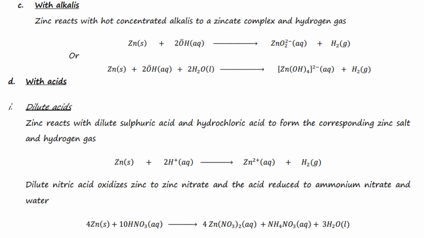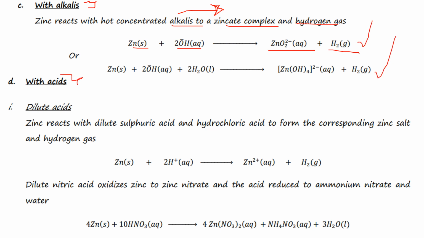So looking at reactions with alkalis, zinc reacts with hot concentrated alkalis to form a zincate complex together with hydrogen gas. The reason why zinc reacts with alkalis is because zinc is an amphoteric metal, or an amphoteric metal ion in the form of ions. So being amphoteric, it reacts with both acids and alkalis. So zinc reacts with hydroxide ions from either potassium hydroxide or sodium hydroxide or ammonia solution to give us a complex, which is called a zincate complex, together with hydrogen gas. You can either give your equation in this format or in this format.